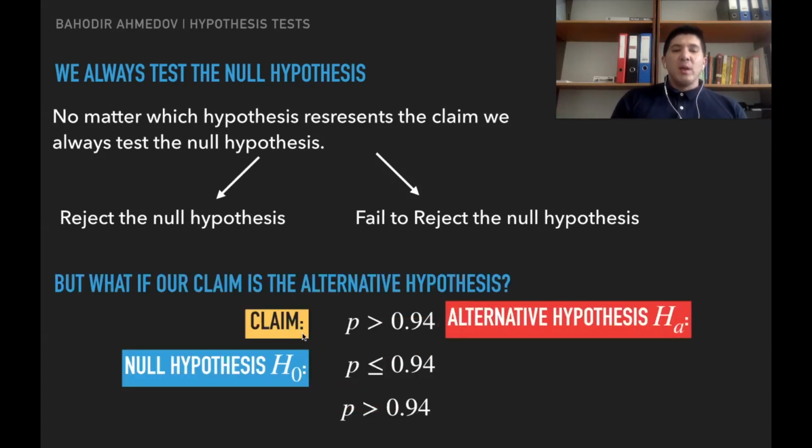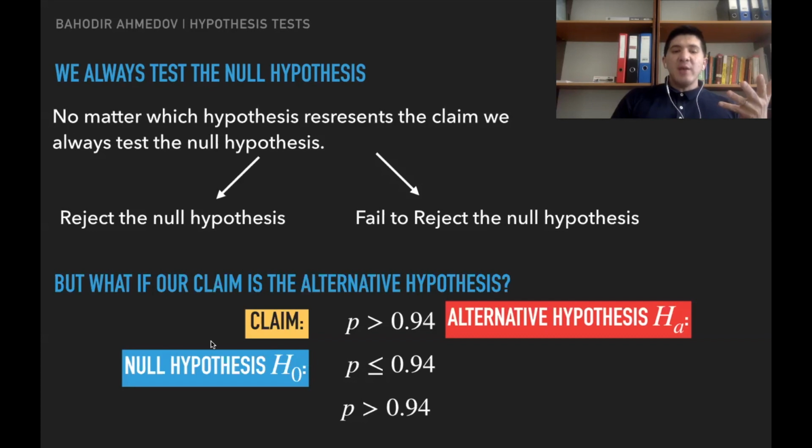So in the previous example, where the proportion was more than 0.94, it was the alternative hypothesis. So what to do in this case? How are we going to make our conclusions? This part of the slide tells me that you need to test the null hypothesis, then decide whether to reject it or fail to reject it. So in this case, I'm going to test the null hypothesis. Always, we're not going to test the claim. We always write down the null hypothesis and always test the null hypothesis.